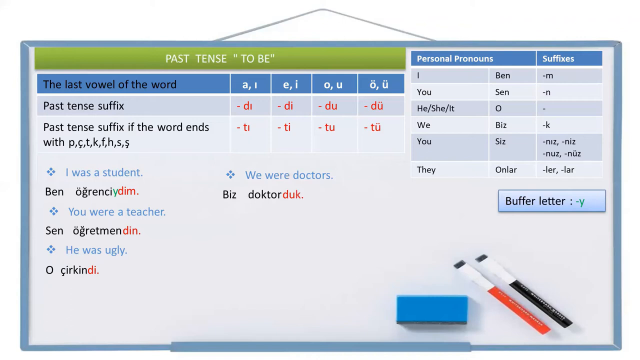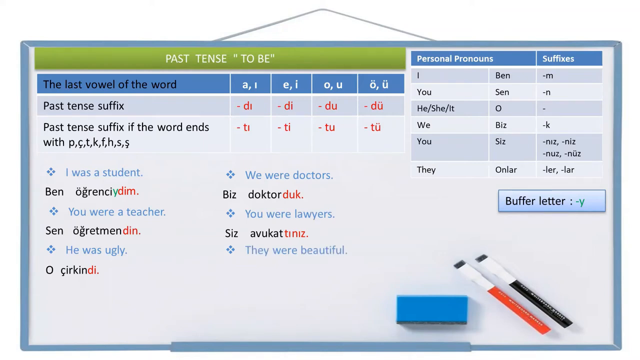You were lawyers. Let's write the person pronoun you, plural, siz. We are not going to write lawyers, we are going to write lawyer, avukat, were lawyer, avukattı, and the person pronoun suffix to the end. Avukattınız. Siz avukattınız. You were lawyers.